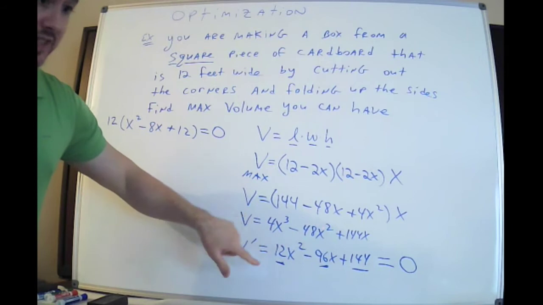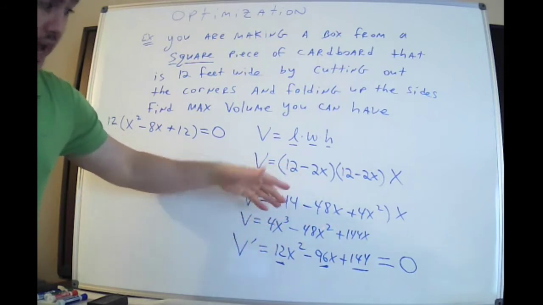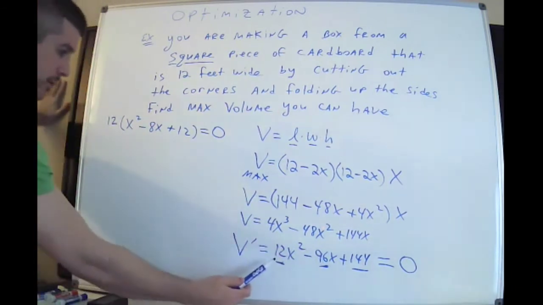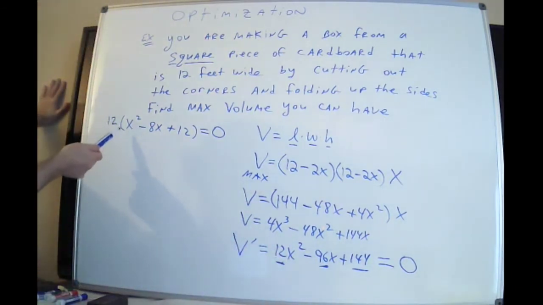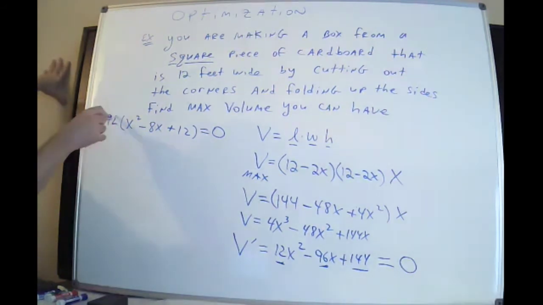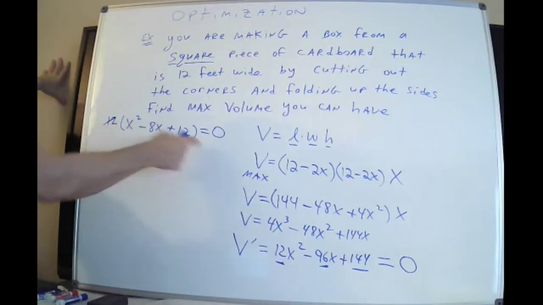Sometimes they're all divisible by 6. Sometimes they're all divisible by 4 or 8. I got lucky. I got them all divisible by 12. So I was able to completely get rid of all the numbers and make a 1 in front. This is much easier to factor with a 1 in the front there. So you can just cross out the 12 now because 12 is not equal to 0.